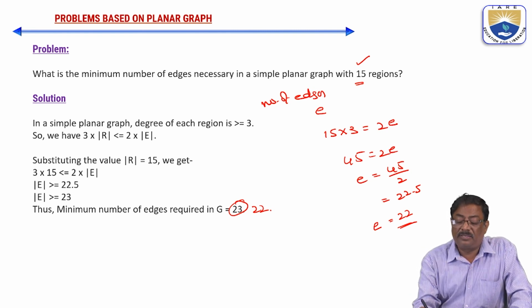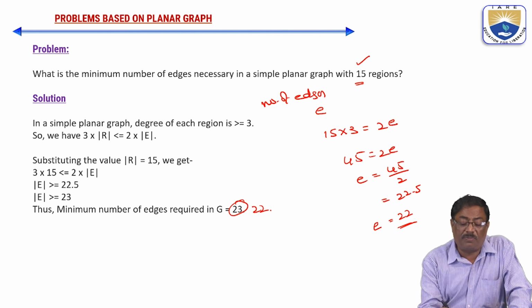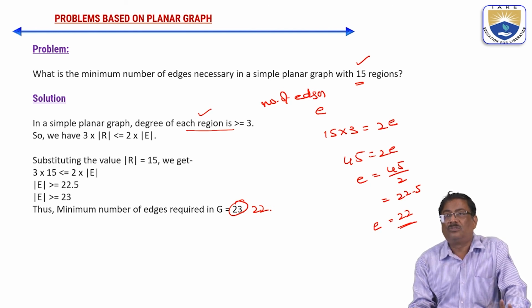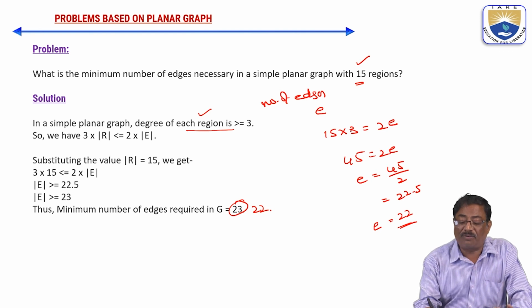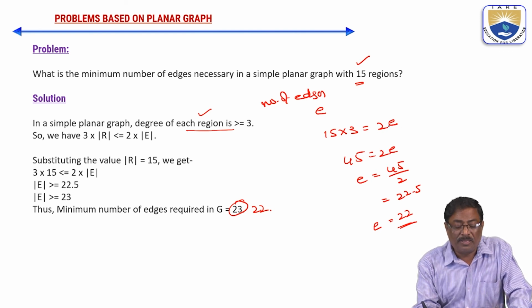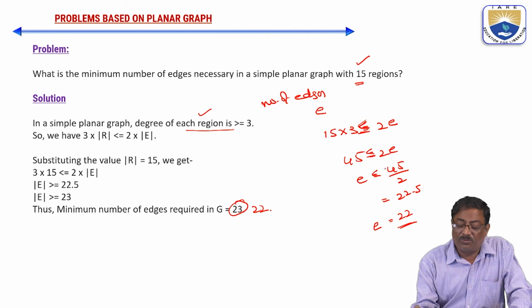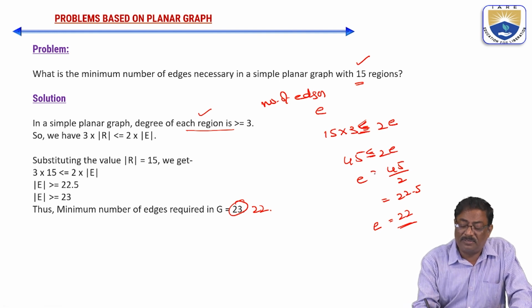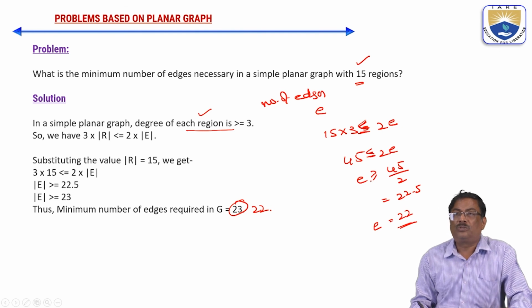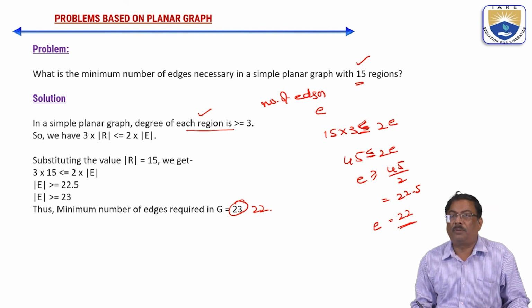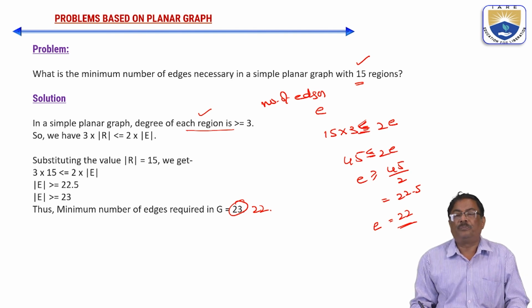Okay. So here one more condition will be there. Each and every region's degree is 3, and some regions we are going to get by 4. So the sum of the degrees is greater than or equal to 3 times the number of regions, so the number of edges is greater than or equal to 22.5. So the minimum edges required is 22.